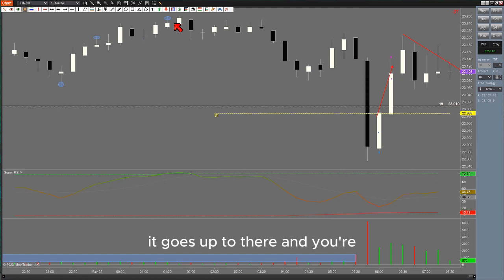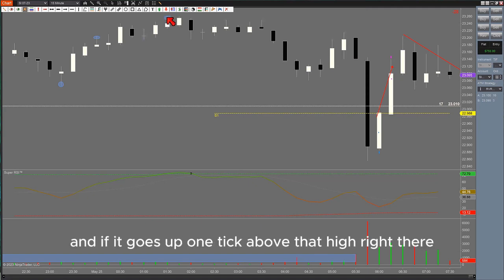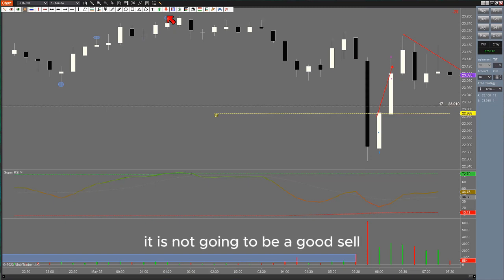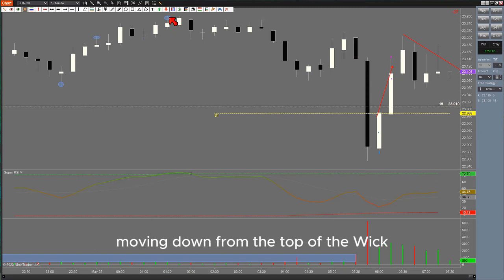And sometimes you get in this thing and you ride it down to here maybe, and then you get a new candle and it goes up to there, and you're saying it's taking my money, it's taking my money, damn it, I don't know what to do. And you just wait. Your stop is one tick above that high, independent of any other thoughts you have. And if it goes up one tick above that high right there, it is not going to be a good sell. So quit it. Just let it stop where you put your stop in, right up there.